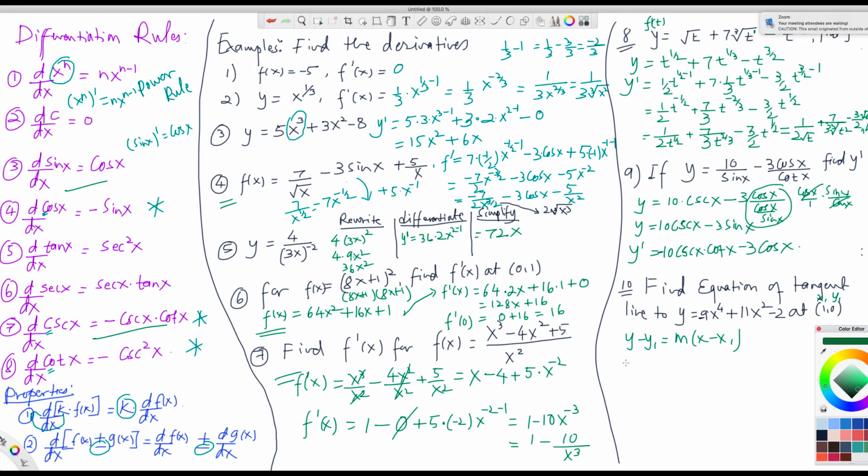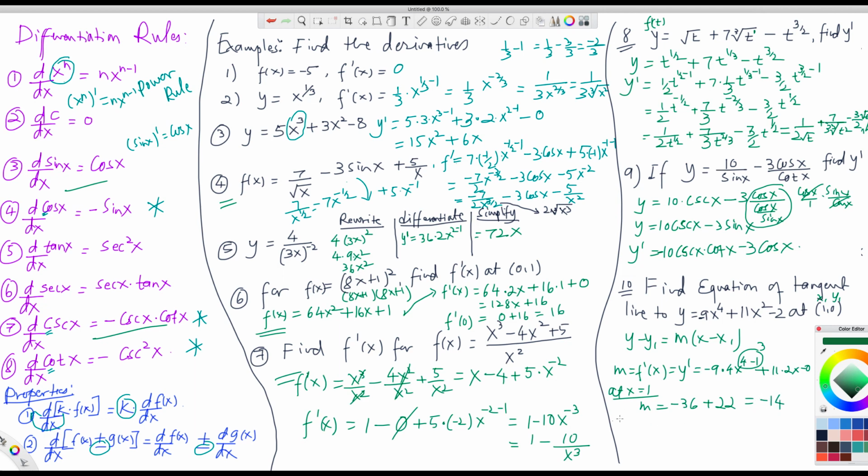So let us find m equals f prime of x, or basically y prime, right? So what is it? Negative 9 times 4x to the 4 minus 1, right? Plus 11 times 2x to the 2 minus 1, and then minus 0, right? So m at x equals 1, m is basically negative 36, because x is replaced by 1, and 1 to the third is just 1. Plus 11 times 2 is 22, times 1 is 22. So your m is negative 36 plus 22, which is negative 14.